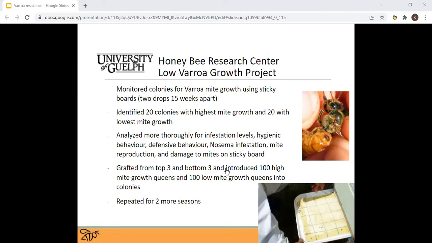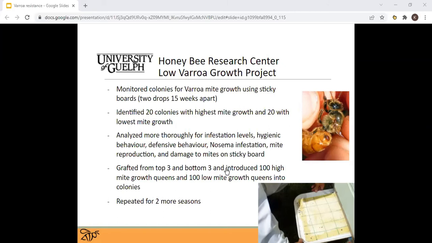Tech Transfer collaborated with them on this low Varroa growth project a number of years ago. Basically, a large number of colonies were monitored for Varroa growth. We took a sticky board in the spring, took a sticky board 15 weeks later in the fall, and assessed the Varroa growth. Remember those Varroa growth curves, we compared each one. We selected the top 20 with the highest amount of Varroa growth, and then we took 20 with the lowest amount of Varroa growth, so both the steepest curves and the flattest curves.